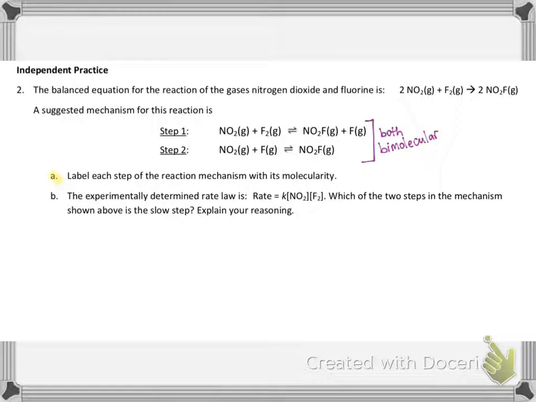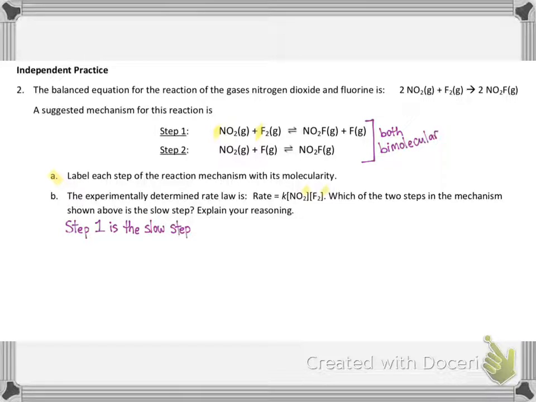Okay, so for part A, hopefully you can see both of these steps are bimolecular because there are 2 reactant particles in each step. Part B was way more fun because this one you had to really think about. Notice they are giving you an experimentally determined rate law that is first order with respect to NO2 and first order with respect to F2. Well, hey, did you recognize that is exactly matching the stoichiometric coefficients of the very first step? If you did, Merry Christmas, you win, because number 1 must be the slow step.